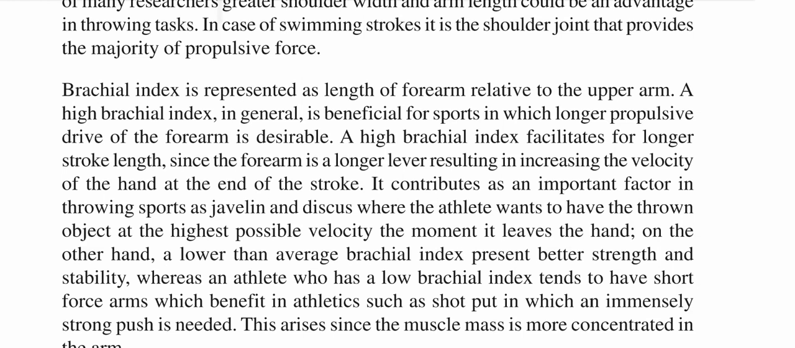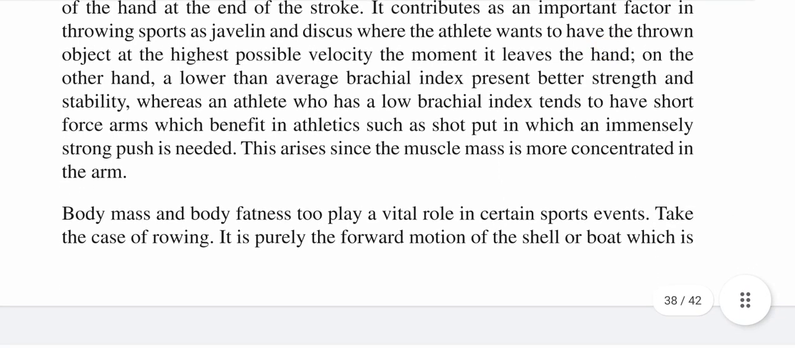It is an important factor in throwing sports such as javelin and discus throw, where the athlete wants the thrown object to have the highest possible velocity the moment it leaves the hand. On the other hand, a lower than average brachial index presents better strength and stability. An athlete who has a low brachial index tends to have shorter forearms, which is beneficial in athletics such as shot put, in which an immensely strong push is needed. This arises since the muscle mass is more concentrated in the arm.